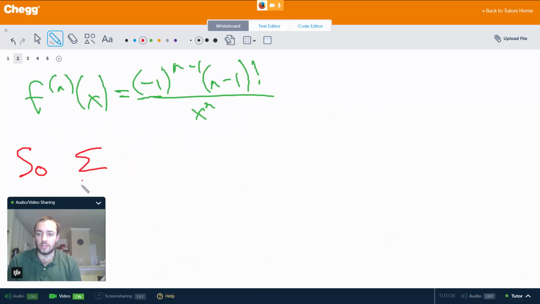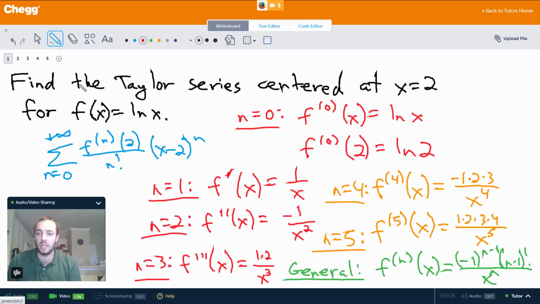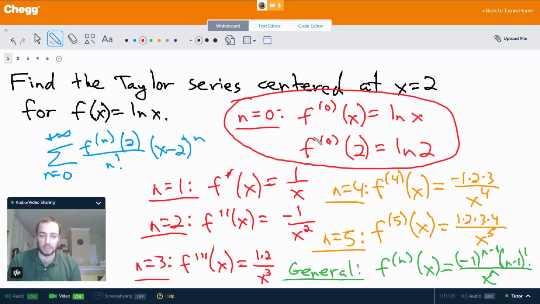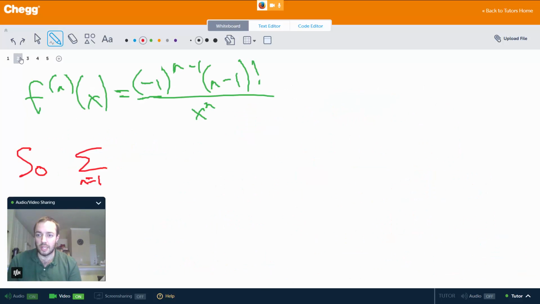So the sum from n equals 1, I want to start this at 1. Why at 1? Well, in general, the Taylor series, power series, they start at n equals 0. But n equals 0, remember, we were treating this separately. Okay, we're treating that one separately, and then we're starting with the series at n equals 1. So that's why we're doing that.